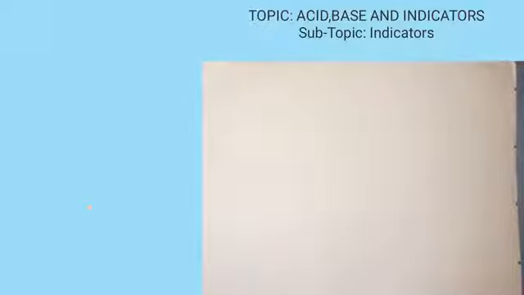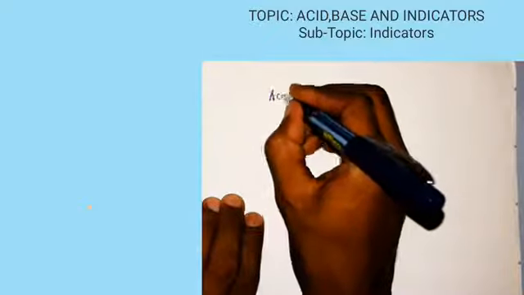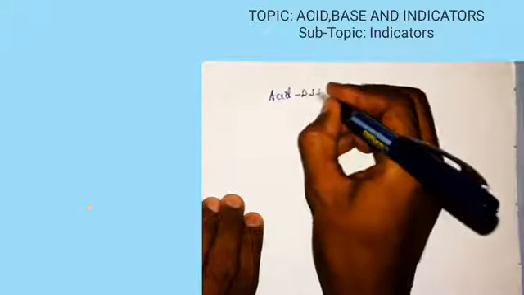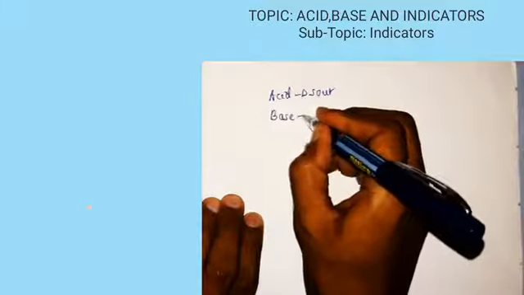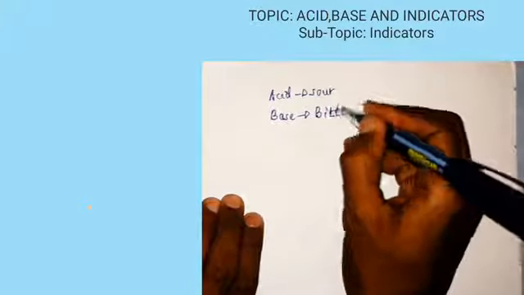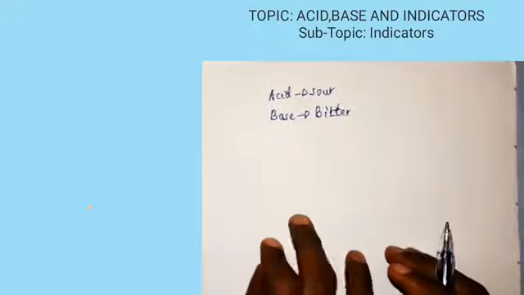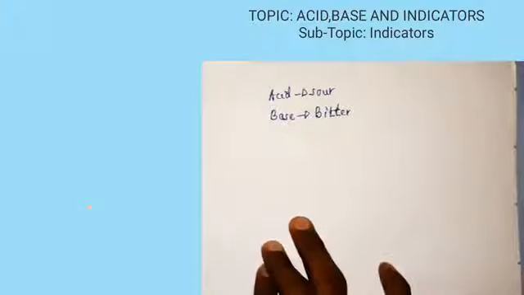while those that have a bitter taste is because of the presence of the base that they contain. Now, in short, we can say that an acid is anything that has a sour taste, while a base has a bitter taste. So acid has a sour taste, while base has a bitter taste. But you should know that not all the substances that we have can be tested by use of taste.